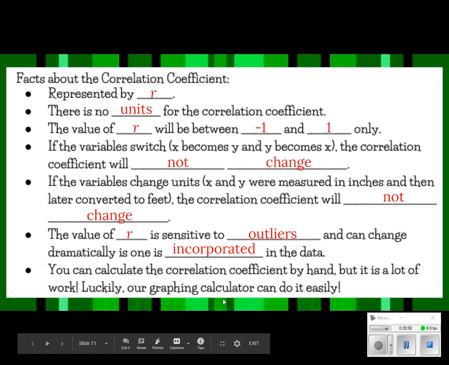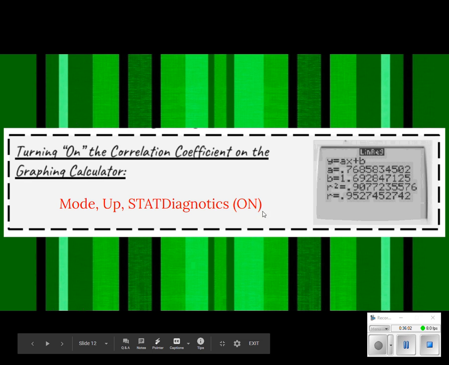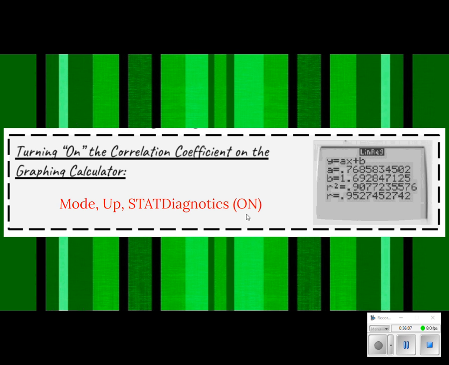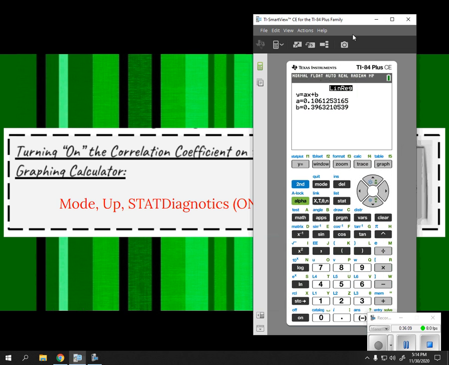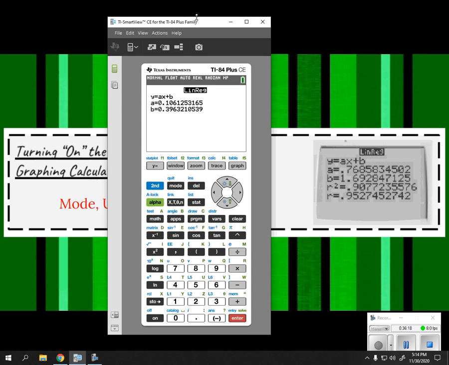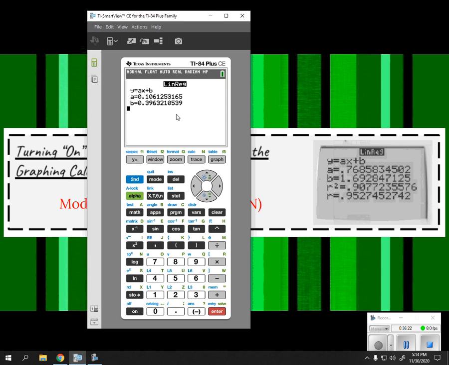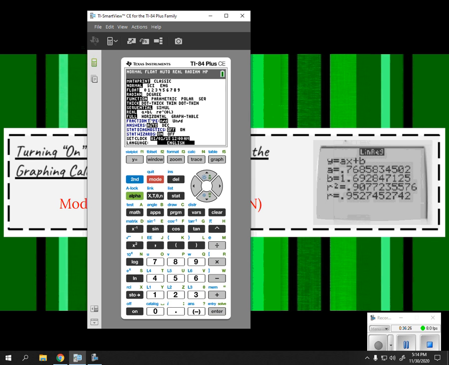Luckily, our graphing calculator can do it quite easily. So you have to work with turning on your correlation coefficient. It is not something that comes automatically. It will actually be on the screen when we do our linear regression if it's turned on. It's not turned on right now. So you can hit mode up and turn your stat diagnostic on. So mode is the button just to the right of the second button. So if you hit mode, you want to go up.